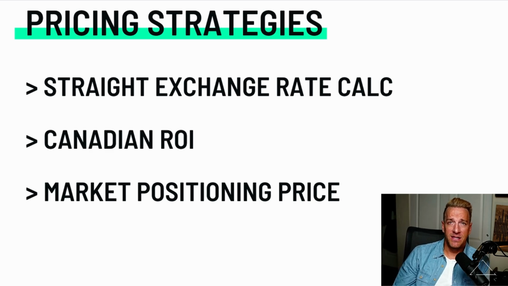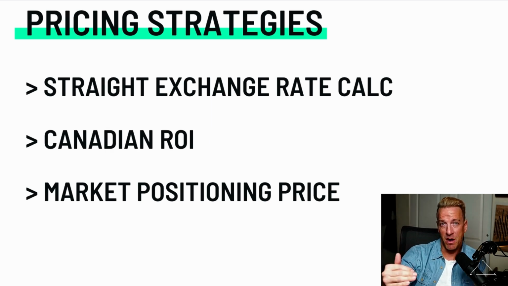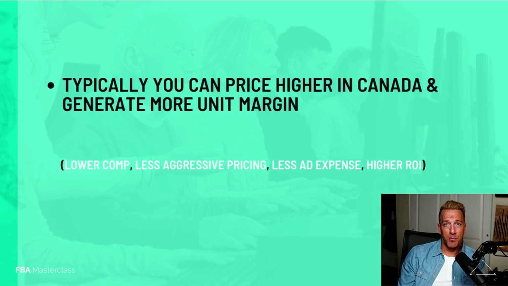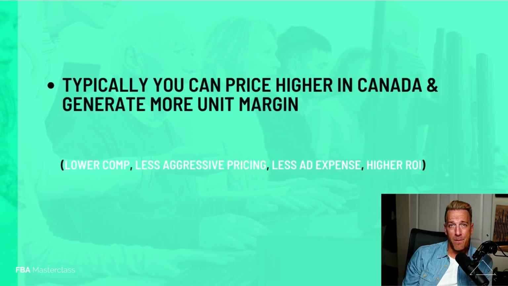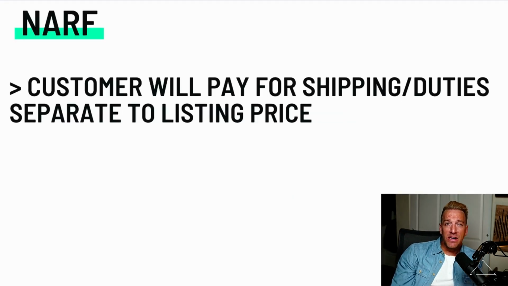And then the final way to price is looking at market positioning. Regardless of the numbers, you think, I've got to be priced here to be competitive against big brands, contenders, top organic results, etc. Price it at that amount for a while and see how successful you are. You can fuse these strategies together a little bit, but those are three different ways to strategically approach price in Canada. Typically you'll find that you can price higher in Canada than you would in the US and generate more unit margin, because there tends to be less competition, less aggressive pricing from competitors, less ad expense, and a higher ROI.